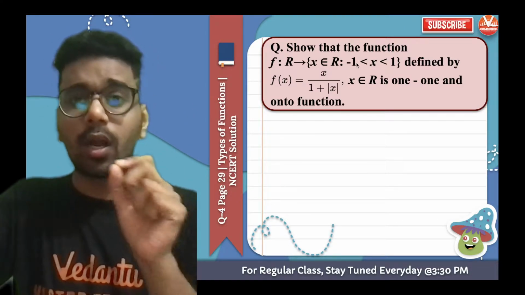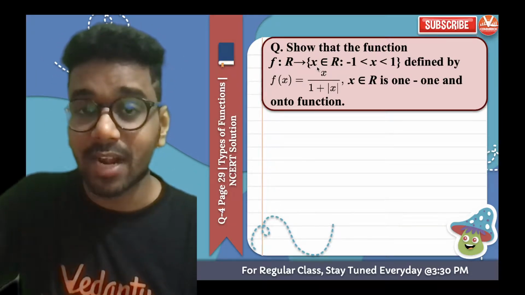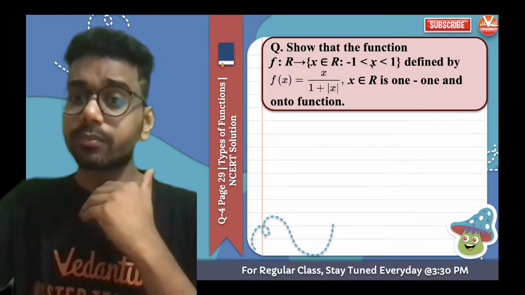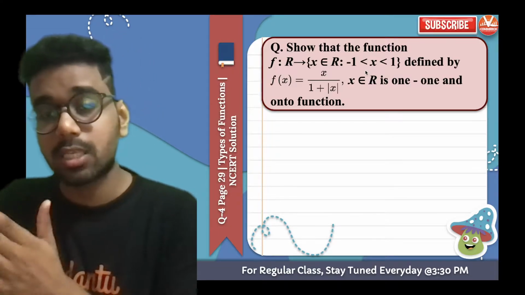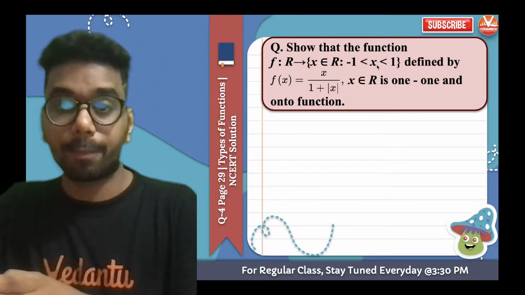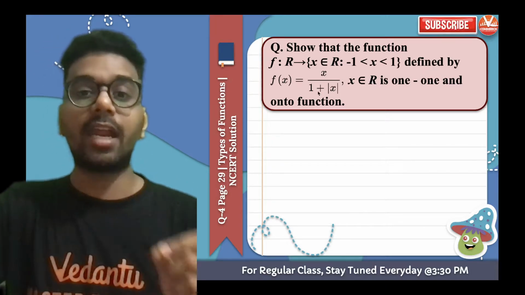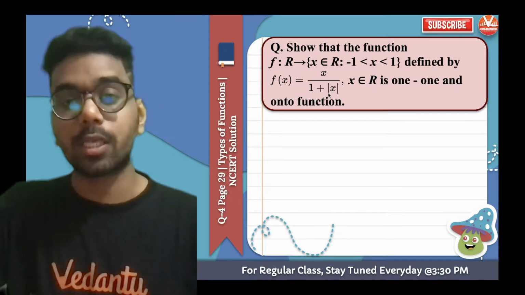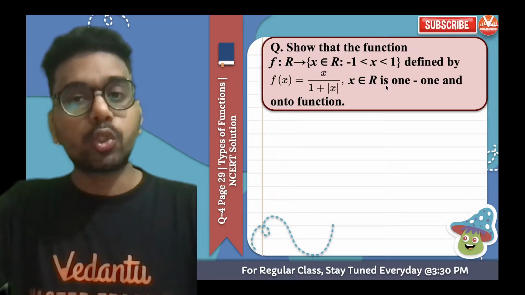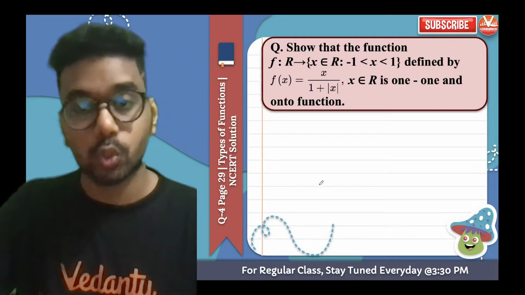The examiner wanted to confuse you by writing x here, because what we have read is that codomain reflects y. So basically the second part does not tell about x, it tells about y. y is from -1 to 1, and this reflects the codomain. Now this function is defined by f(x) = x upon 1 plus mod x, where x belongs to all real values. We have to show that the function is one-one and onto. We have to show it.